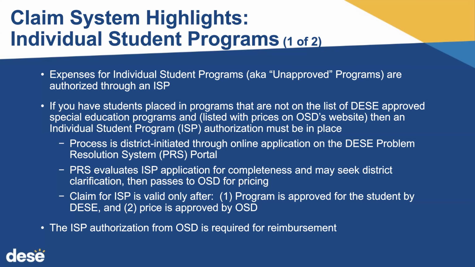So the district needs to initiate that process by going through the DESE Problem Resolution System, or PRS, online portal. You'll provide some information to DESE through that mechanism, which will be evaluated and, once sufficient, passed along to the Operating Services Division, or OSD, for pricing. Once OSD has taken a look at that and provided pricing, the district will be issued an ISP with the pricing on it for that particular student, authorizing the expenses to be claimed at that particular program for that student.